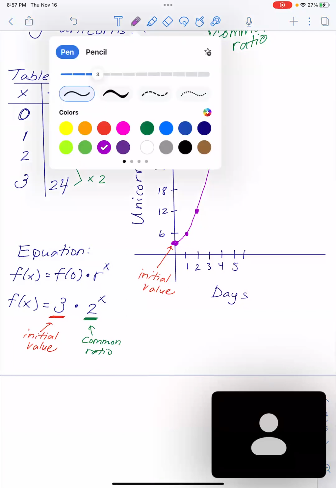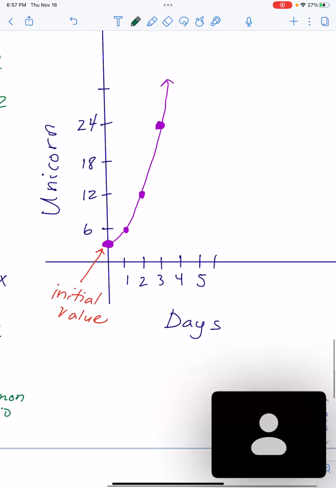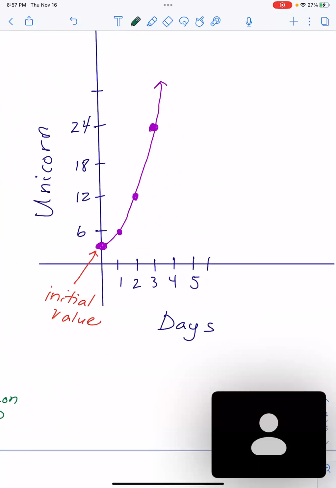Well, what if I just started with a graph and I wanted to figure out what the common ratio was? Well, you might notice from here to here, I doubled, went from 3 to 6. Again, from here to here, I went from 6 to 12, I doubled. From 12 to 24, I doubled.